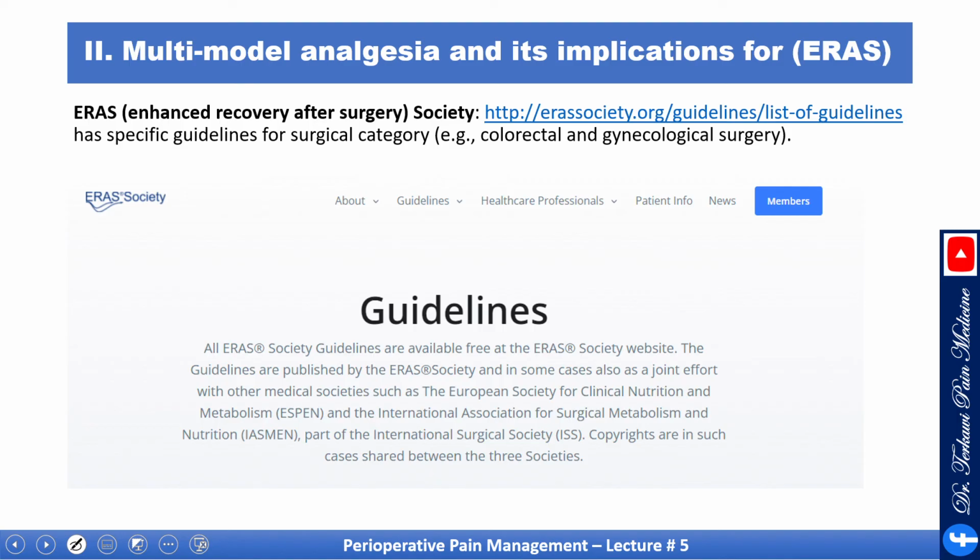Therefore, as most of you are probably aware, there is ERAS, which stands for Enhanced Recovery After Surgery, which eventually has a society. They have a very nice website. In their website, if you go to guidelines, there will be protocols for different types of surgeries. I highly recommend that you go there and familiarize yourself with their protocols.